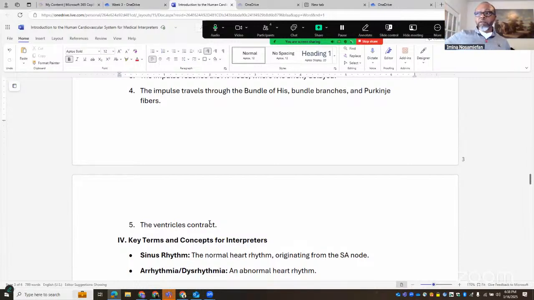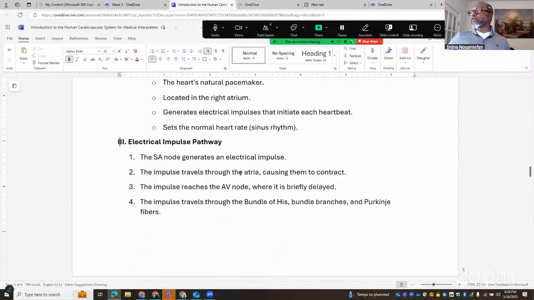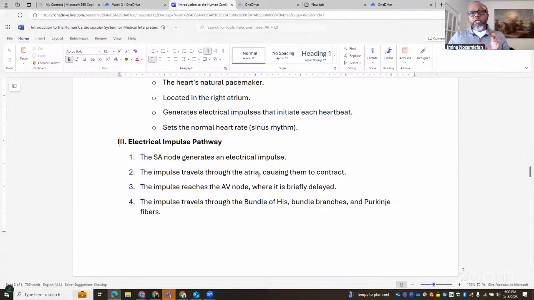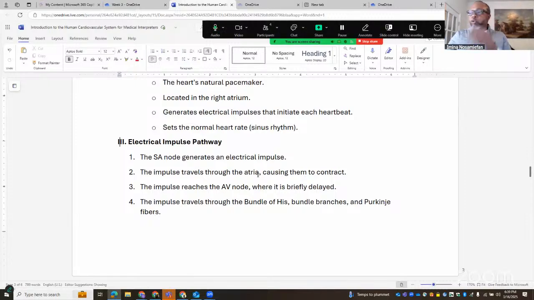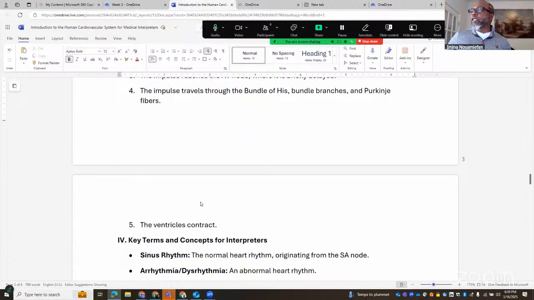When that happens, when the impulse travels through the atria, the atria contract. When the atria contract, the ventricles relax, and the blood flows into the ventricles. By the time the fluid has flowed into the ventricles, the electrical impulse has also reached all of the ventricles, and when the electrical impulse gets there, the ventricles contract and pump blood out.